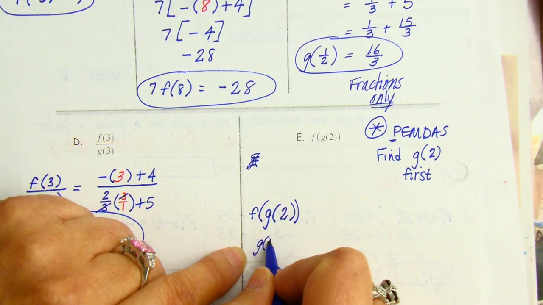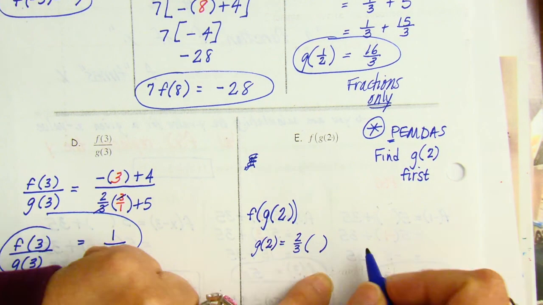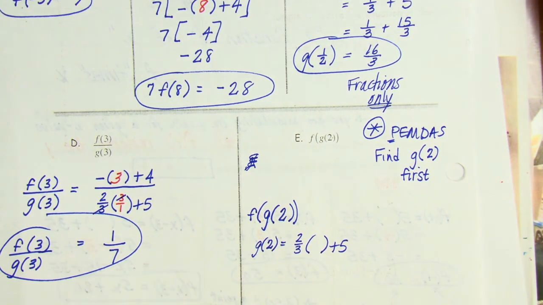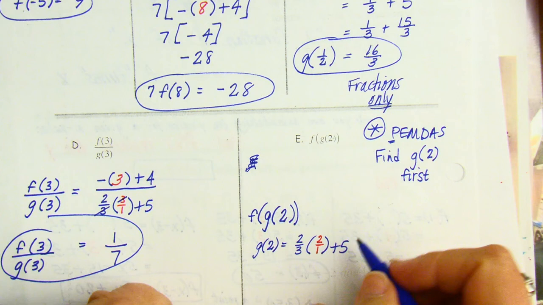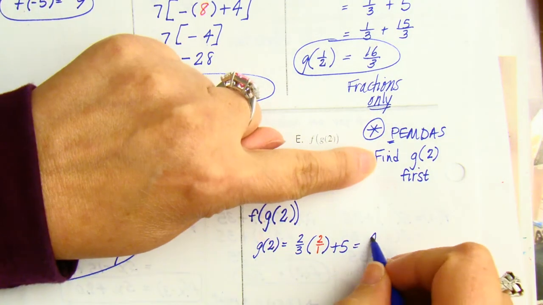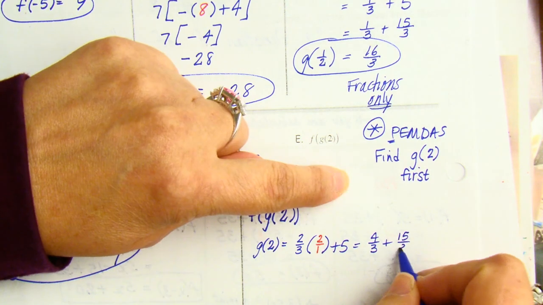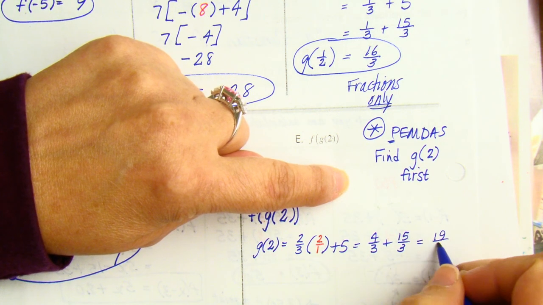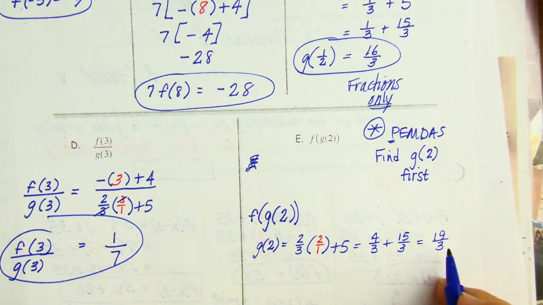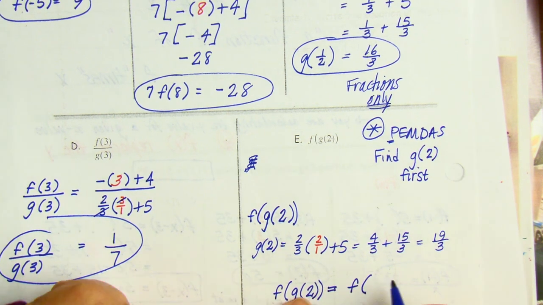G of 2 equals the g function 2/3 y plus 5. My value is 2, or 2/1. So g of 2 equals 4/3 plus 5, but remember we knew 5 was 15/3. And 4/3 and 15/3 is 19/3. This is what g of 2 is. Now I have to find f of g of 2, which really means I'm finding f of 19/3.